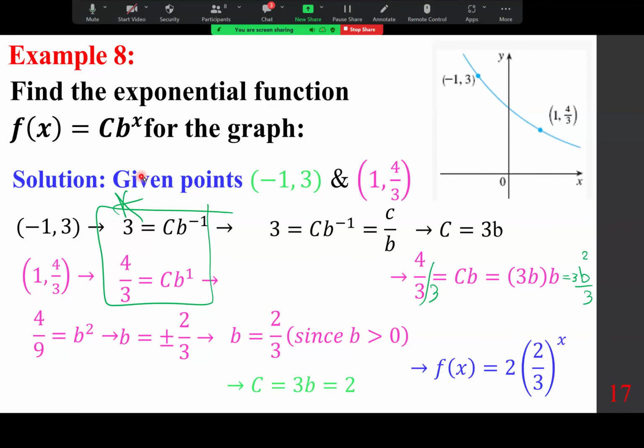Just for the sake of argument, if you replace the x with 1, you get 2/3 times 2, which is 4/3. If you replace it with -1, this becomes 3/2 times 2, which becomes 3. In other words, we just quickly checked it.